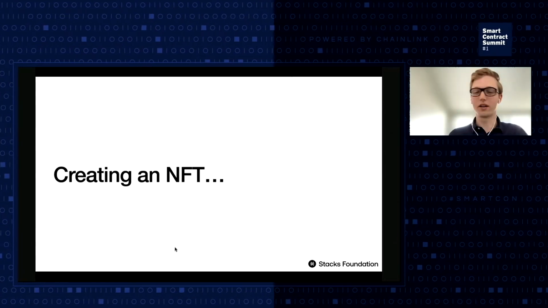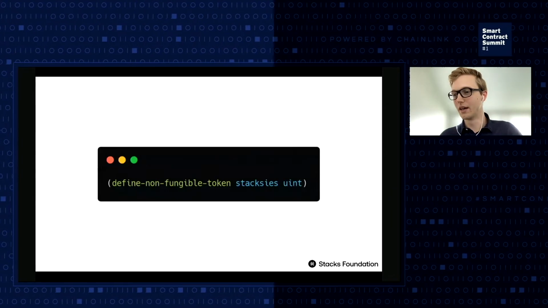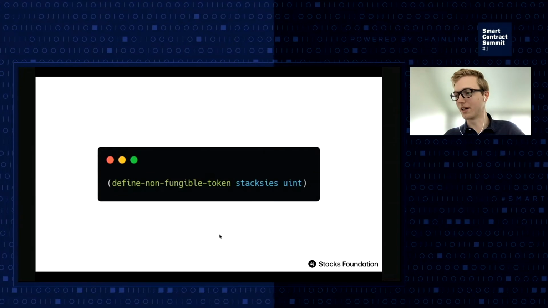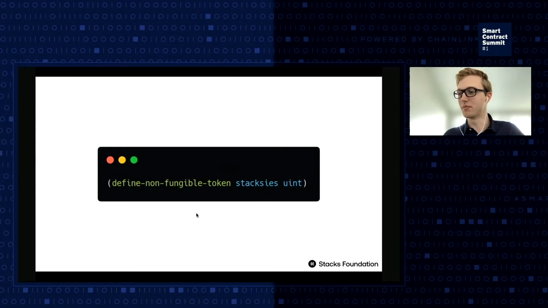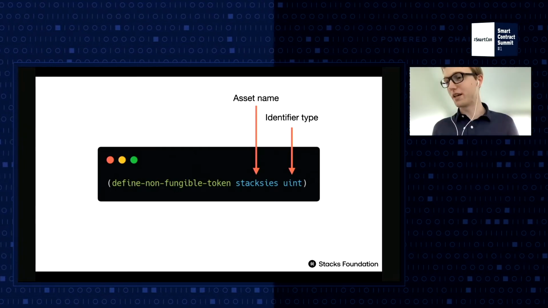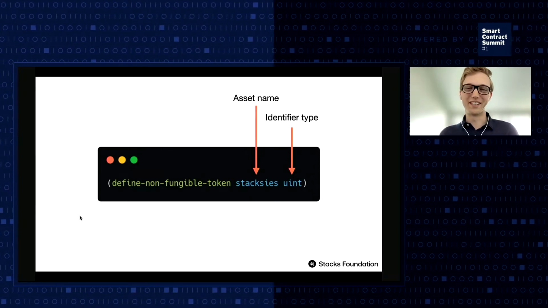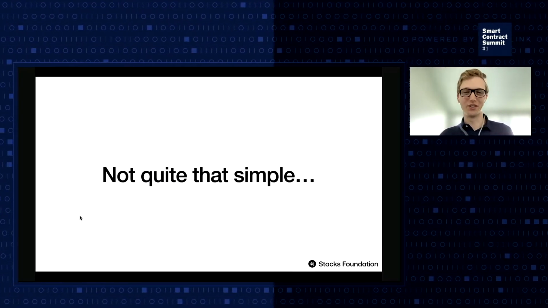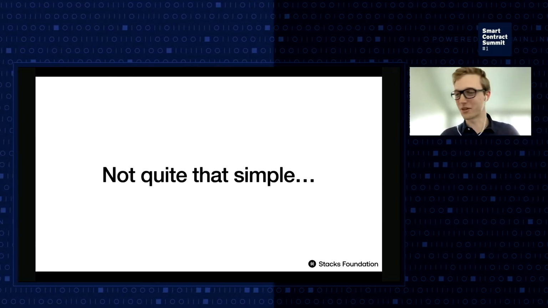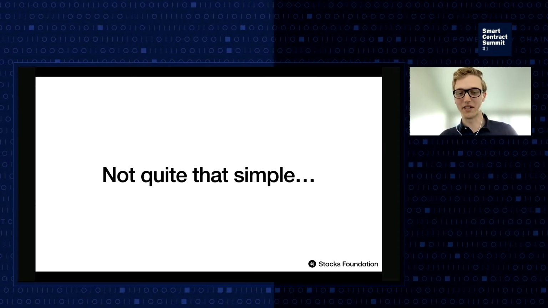Okay, so let's take a look at what it then takes to create an NFT in Clarity. And here is the built-in function call, define-non-fungible-token. You give it a specific asset name and an asset identifier type, and you've defined your own NFT. So it's that simple. Well, of course, if you do it like this, then you have an NFT that cannot really do that much. So it's not quite that simple, but we'll take a look at how we can add some of the common features that you would expect with an NFT of this kind.